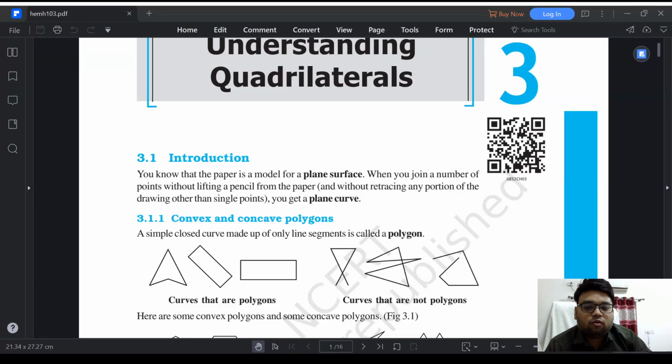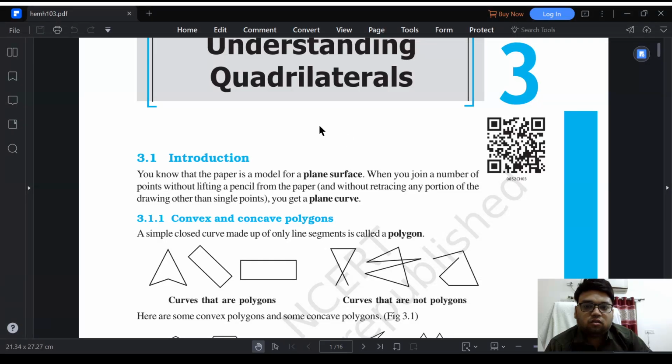Today we are going to start the next chapter of our mathematics classes, chapter number 3. That chapter is quadrilaterals. So we have to start the next chapter, quadrilaterals. As the name implies, the first question that arises is: what is a quadrilateral?